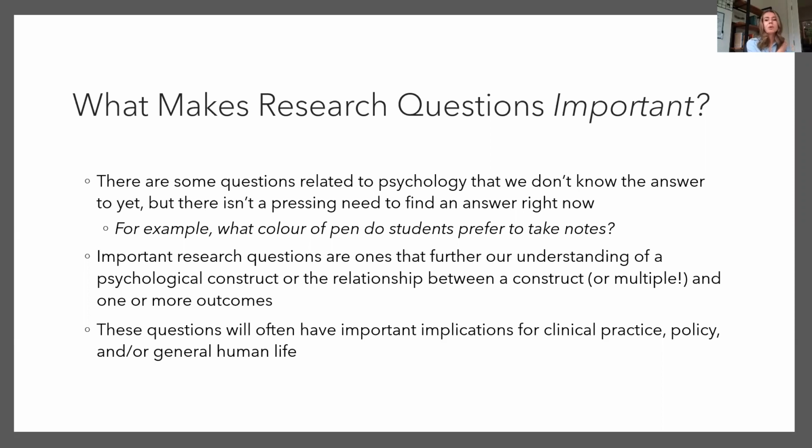So in my opinion, important research questions are ones that further our understanding of a psychological construct like a mental illness, or the relationship between a construct or multiple constructs and one or more outcomes. So just to give an example of all that, the relationship between mental illness and violence hasn't been clarified just yet. Researchers have found that most mental illnesses do not equate to higher risk of violence for most individuals, and often they even decrease risk of violence.